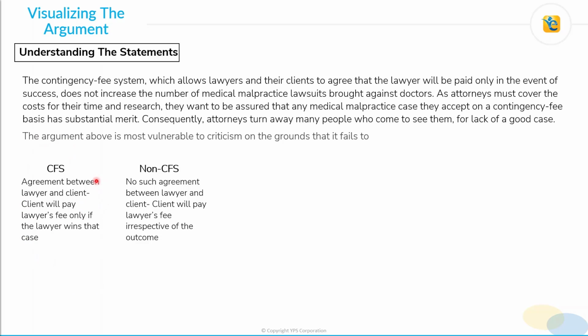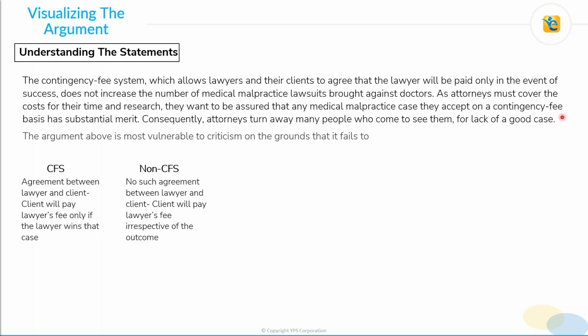Now the non-CFS cases also exist. Some of you miss considering these cases. However, the cases in which no such agreement exists, that is, the client will have to pay the lawyer irrespective of the result, such cases also exist. How do you get to know it? When you read this sentence: any medical malpractice case that they accept on a contingency fee basis. So it shows that there are other cases also.